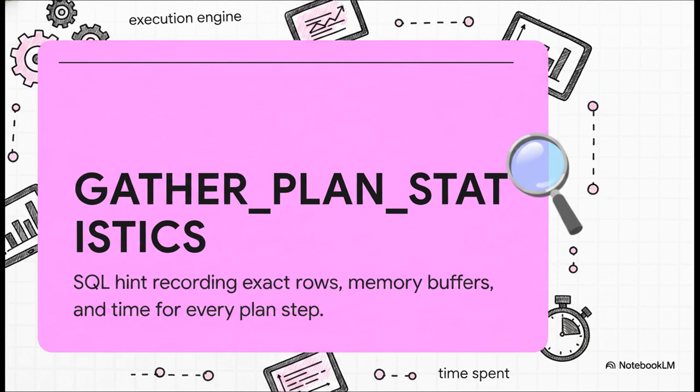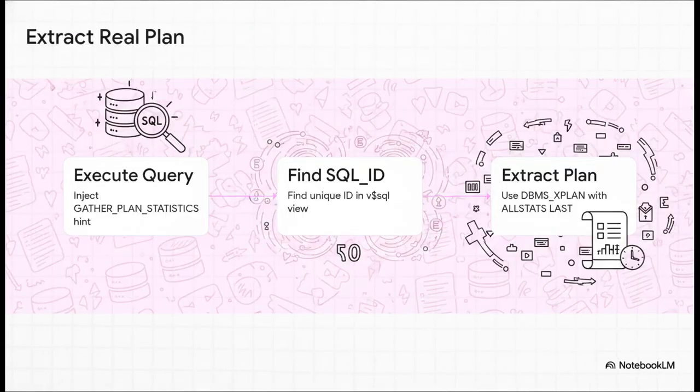So if we absolutely cannot trust the guess, what are we supposed to do? Well, we have to start measuring. To stop all this guessing, we use an absolute revelation in Oracle tuning. We inject a very specific hint directly into the SQL statement. I'm talking about the gather_plan_statistics hint. This little snippet of text is just incredibly powerful. It basically forces the Oracle execution engine to attach a microscope to your query. As it runs, it records the exact number of rows processed, the exact memory buffers it touched, and the exact time spent on every single step of the plan. No more guessing.